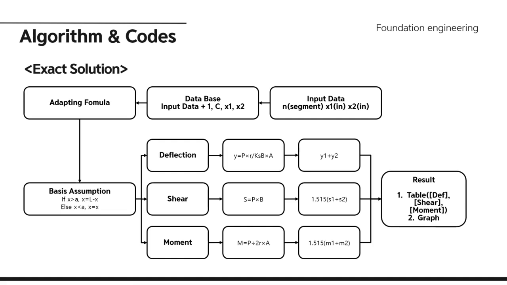Shear and moment are also calculated using respective formulas, and their section values are summed and multiplied by 1.515. A key assumption is that the coordinate x is defined based on the load position. If x is larger than a, then x is recalculated as x equals L minus x from the right end. If x is smaller than a, the original x is used.